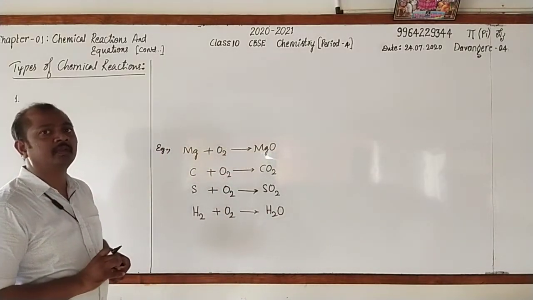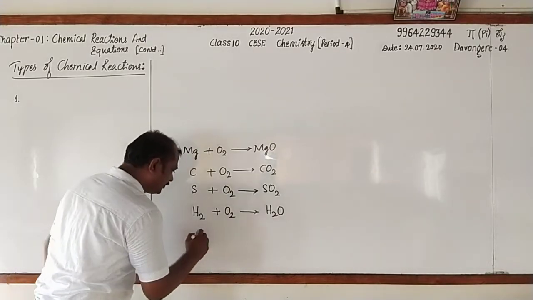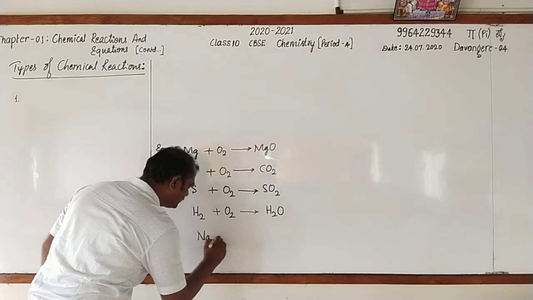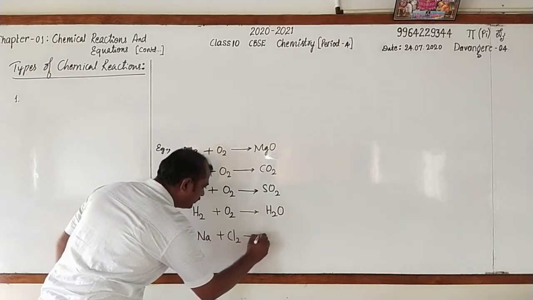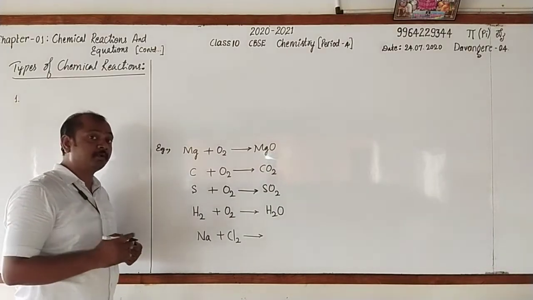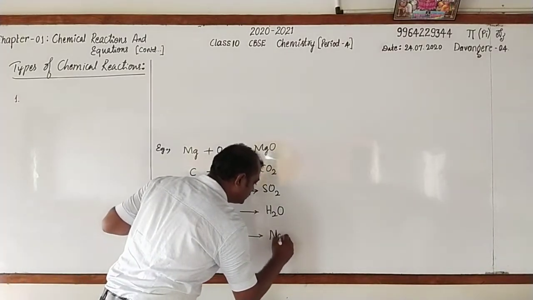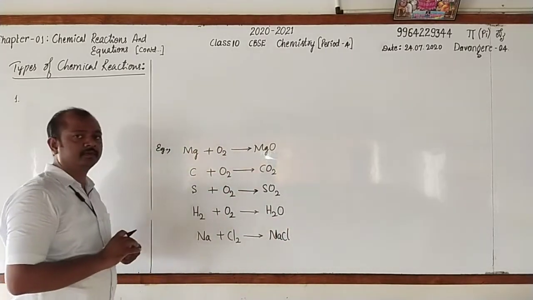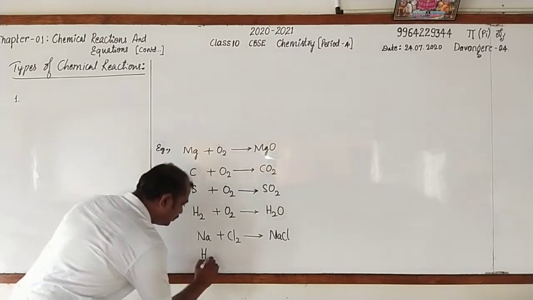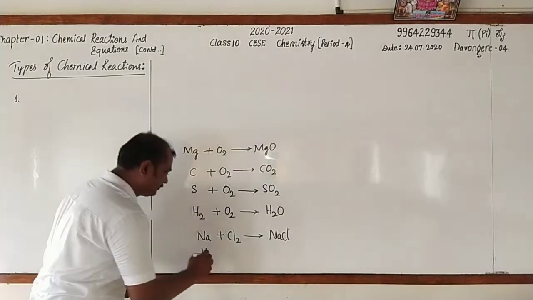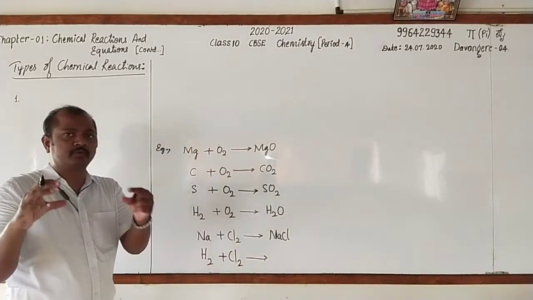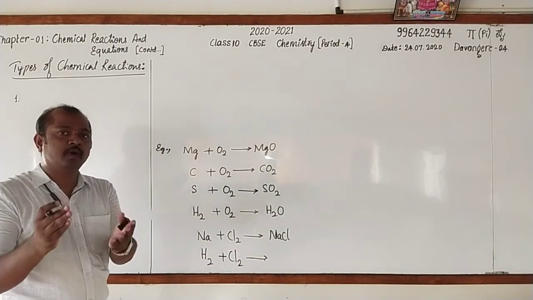Is it not? Similarly, I'll take another simple example, that is sodium and chlorine. Chlorine gas is to be passed over sodium metal. Then what is produced? You are right, it is NaCl. Is it not? Then I'll take H2. What is that? Hydrogen and chlorine. These two gases are made to react with each other to form a compound.